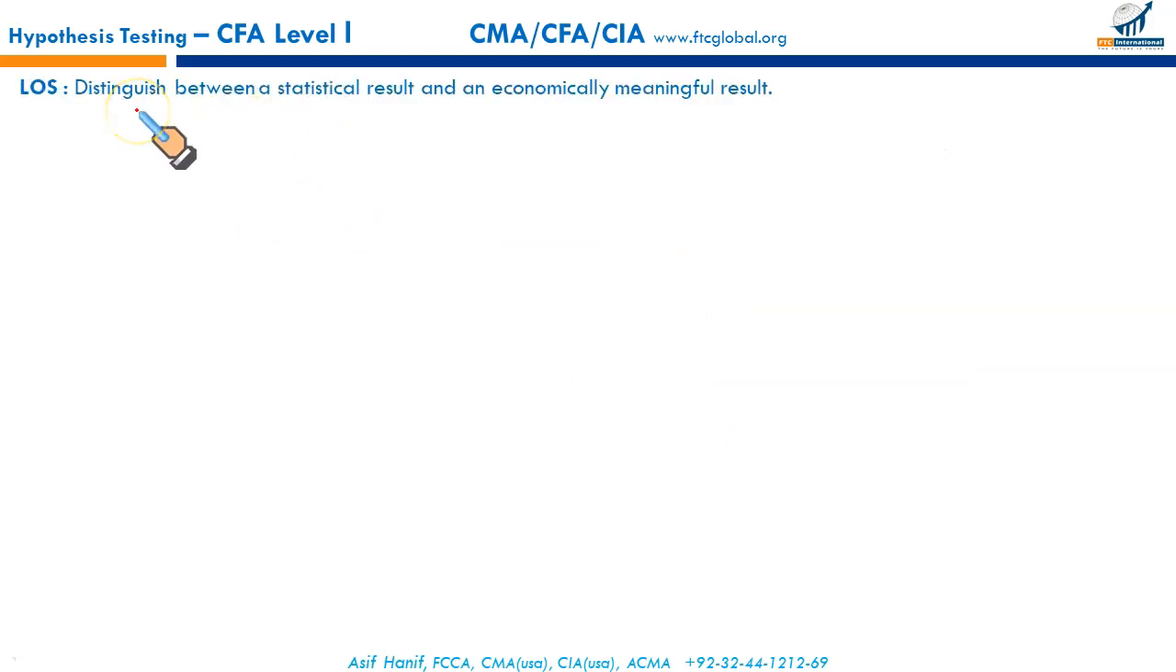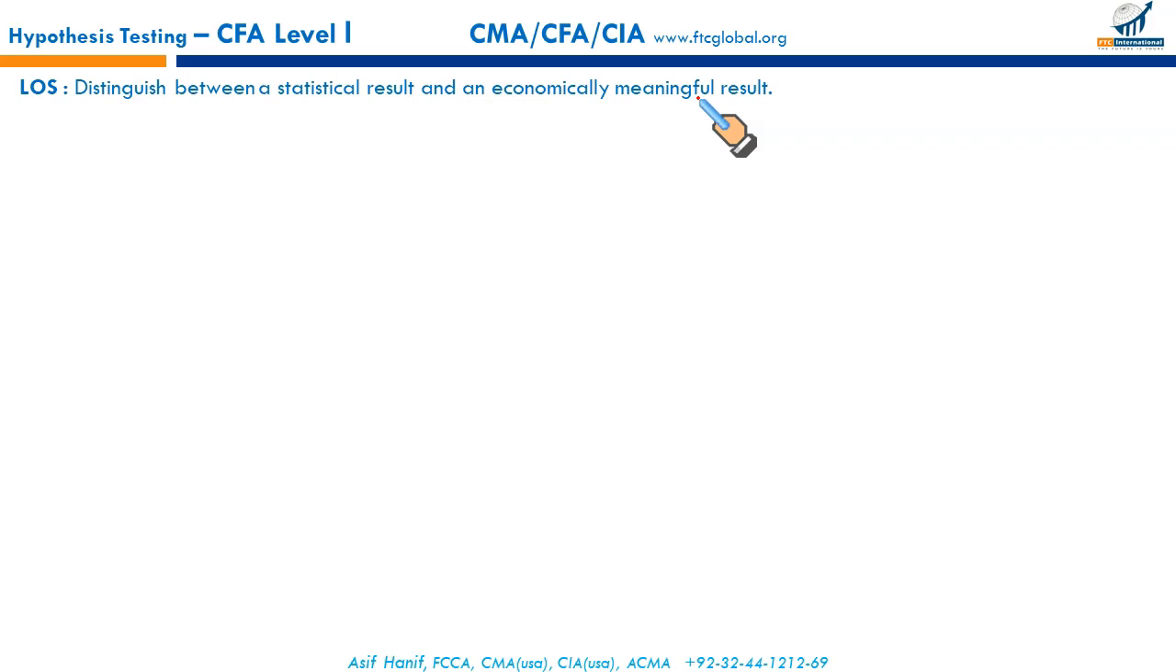Okay, the next LOS says distinguish between a statistical result and an economically meaningful result. Now this is an interesting LOS from very practical point of view. Well, we may use statistics for making decisions, but we cannot just ignore the economic reality of our decisions. When we are dealing with investment, some of the factors that may affect the economic feasibility may be beyond the domain of statistics, like regulations, like taxes, like political risks, and many other costs.